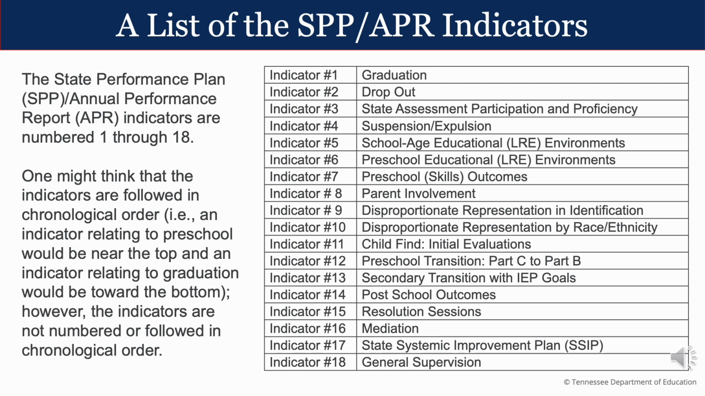Here's a list of the SPP APR indicators. You might think that the indicators are followed in a chronological order. However, the indicators are not numbered or followed in a chronological order, and they seem random. The list begins with graduation and dropout, and it moves to assessment and through educational environments, and then preschool transition. It may seem out of order and very challenging for people to conceptualize.